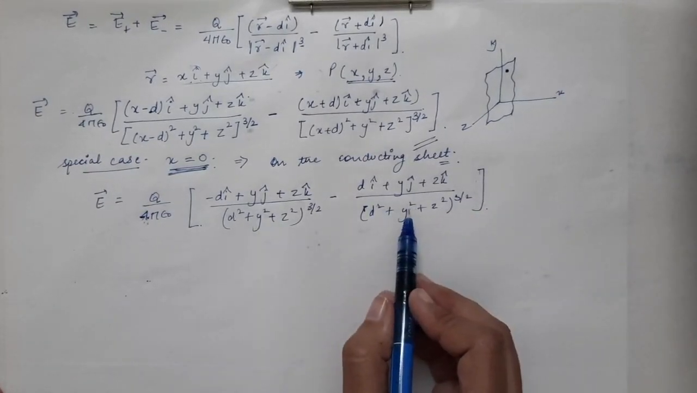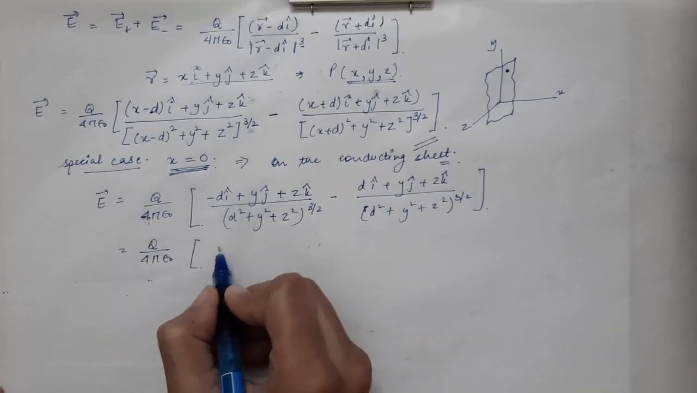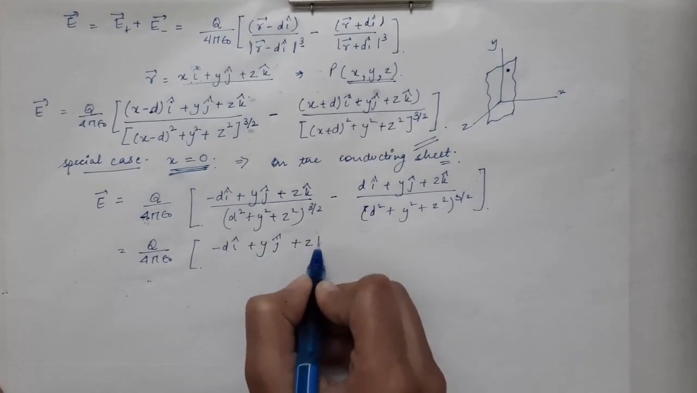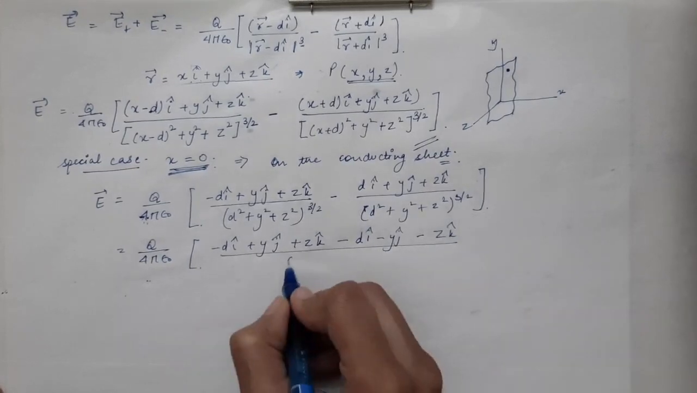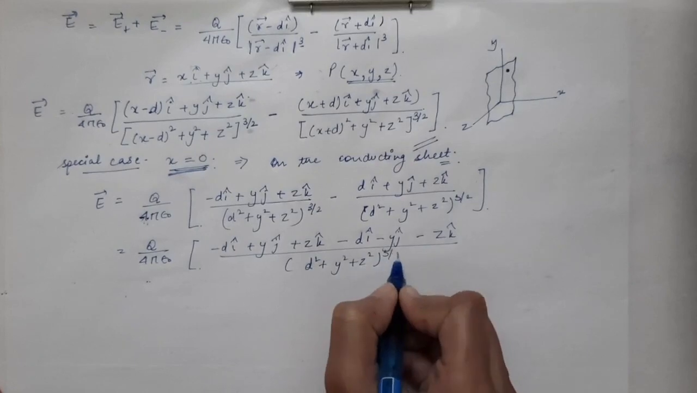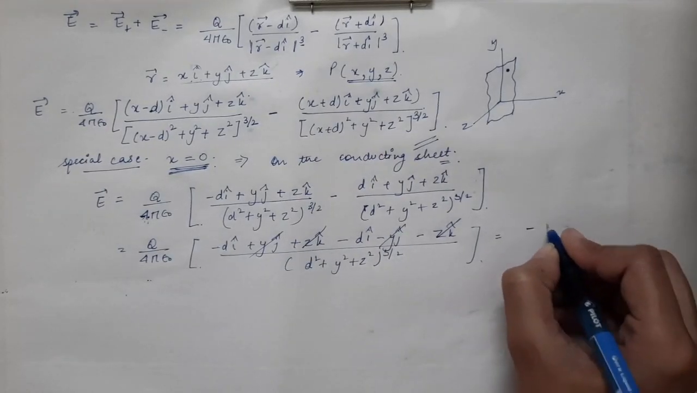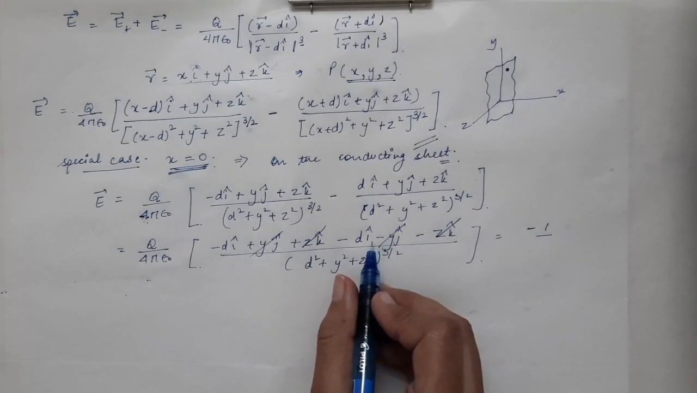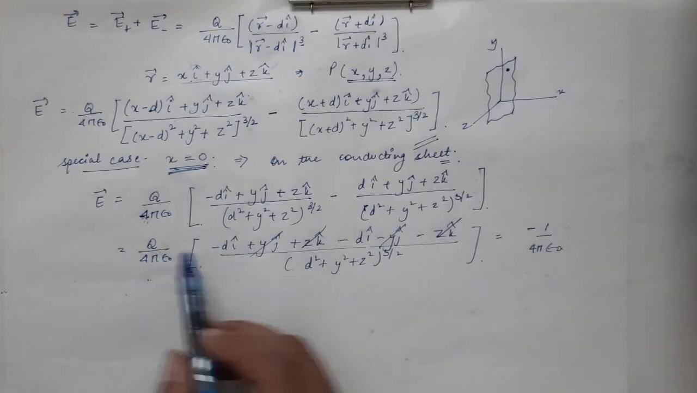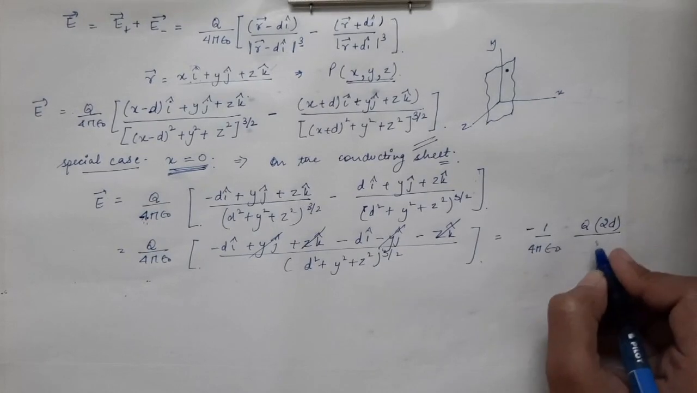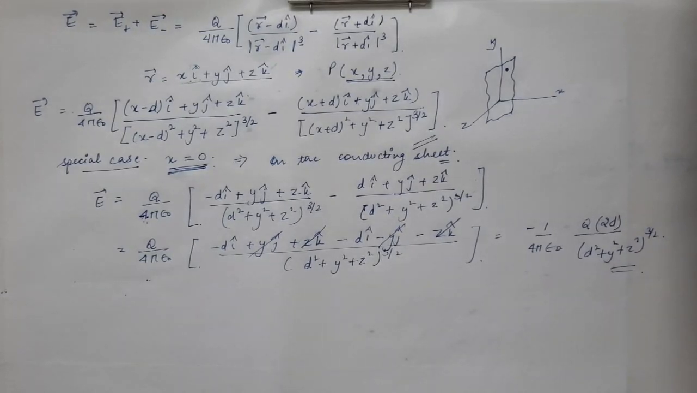As you can see, the denominator is the same over here, so we will just club these two terms and you will get q divided by 4 pi epsilon naught into minus d i cap plus y j cap plus z k cap minus d i cap minus y j cap minus z k cap, whole divided by d square plus y square plus z square power 3 by 2. So z k cap will cancel, y j cap will cancel, and you will be left with minus twice d i cap. So we get minus 1 by 4 pi epsilon naught, q remains as it is, into twice d, divided by d square plus y square plus z square power 3 by 2.